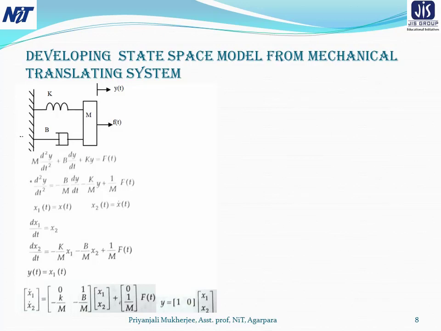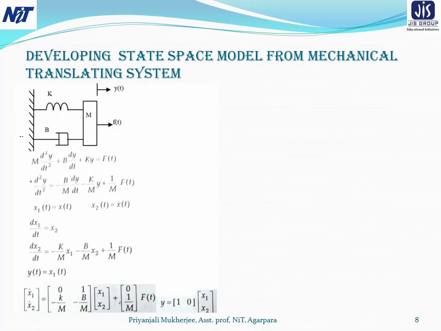So we will write down the equation for the mass. If we draw the free body diagram, then we can see that the force is acting in the opposite direction of these forces, Fb, Fk and Fm. So Fm becomes m d square y by dt square, and as y is displacement, this d square y by dt square is representing the acceleration.